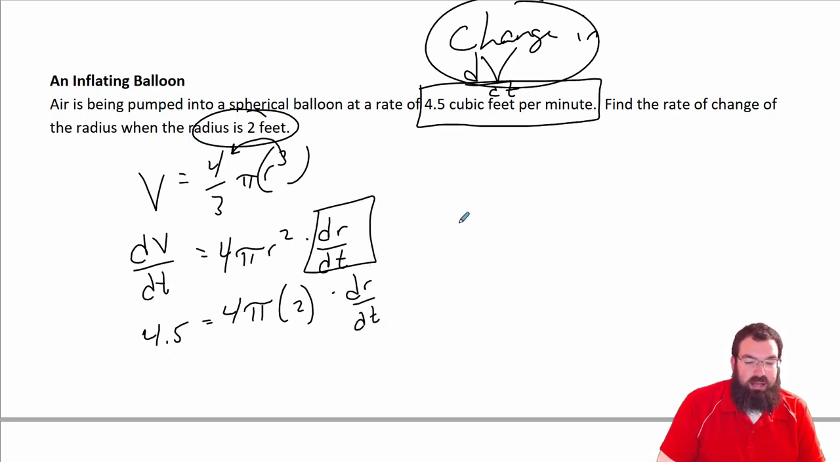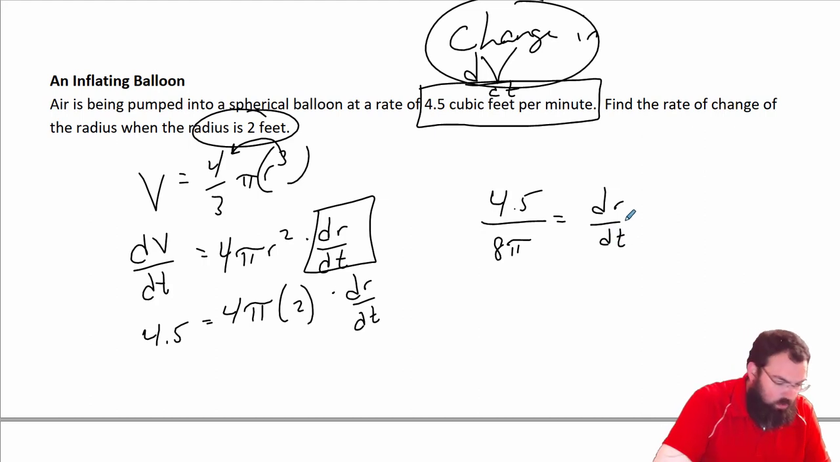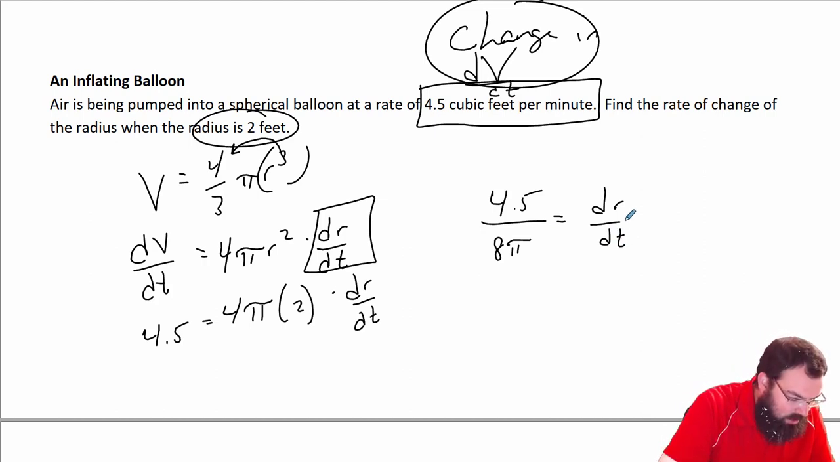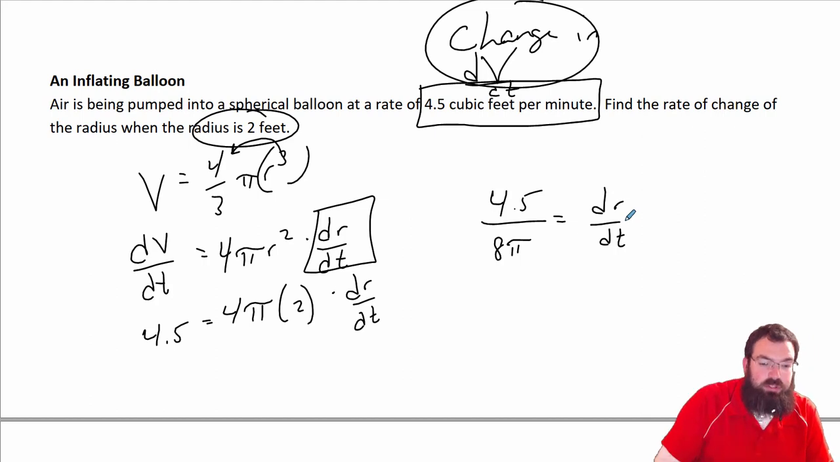And so then I can divide, right? It's 4.5 divided by 8 pi, which is equal to dr over dt, which I think is 8 pi? Oh, it's 2 squared. I can't do math. That's 4, so that's 16 pi.